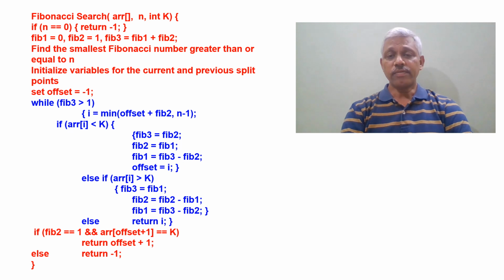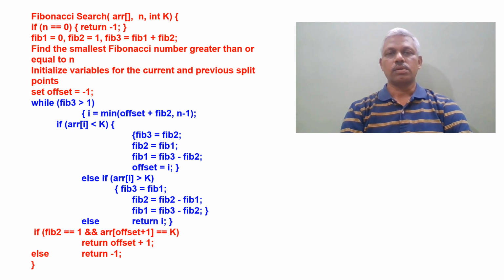Now, if array of I is less than k, then the Fibonacci numbers are decreased by one step. So fib3 is read as fib2, fib2 is read as fib1, and fib1 is computed as fib3 minus fib2. And the offset value now shifts to I, so that the left 1/3 part is discarded, and only the right 2/3 part remains.